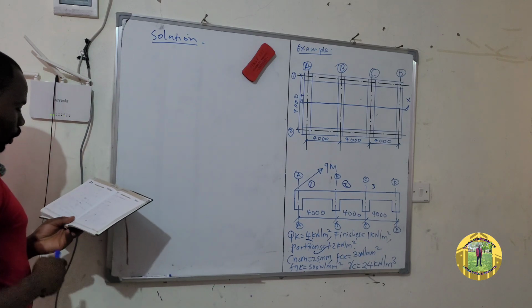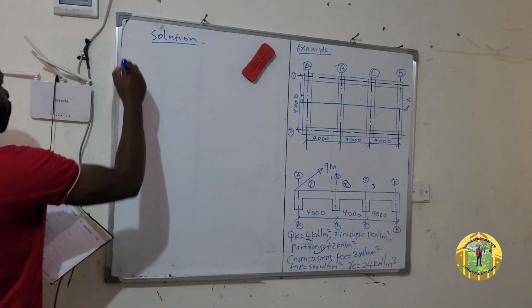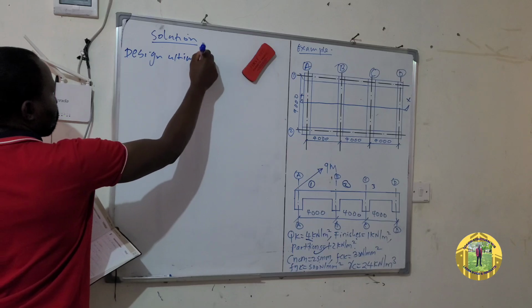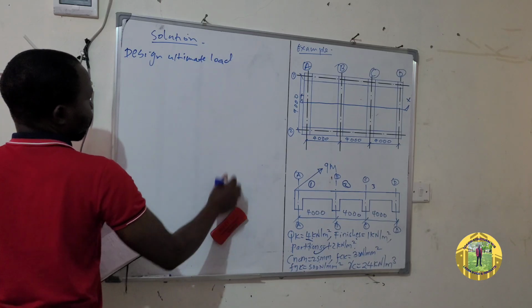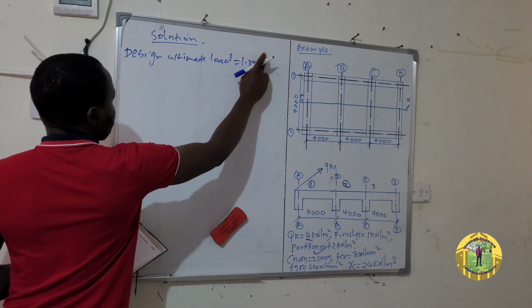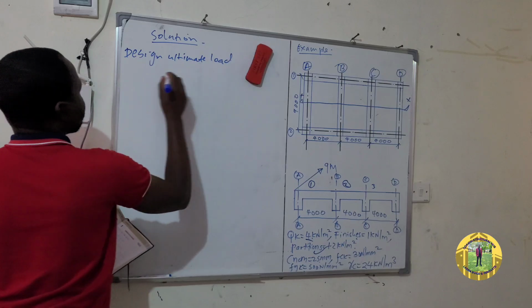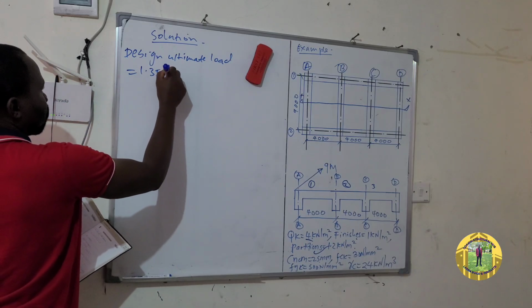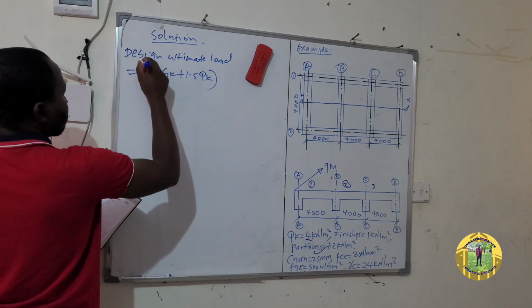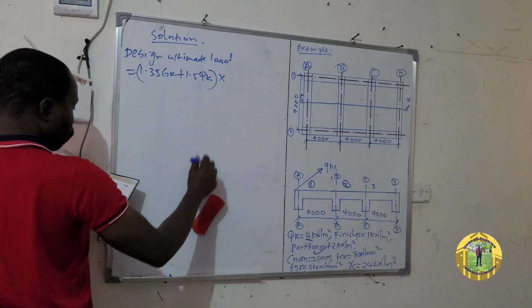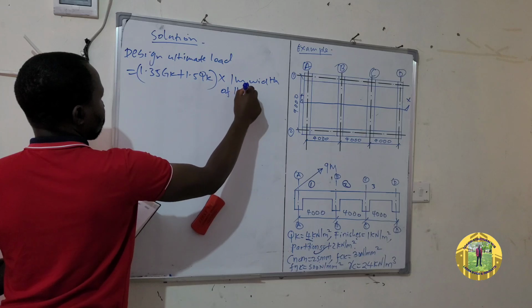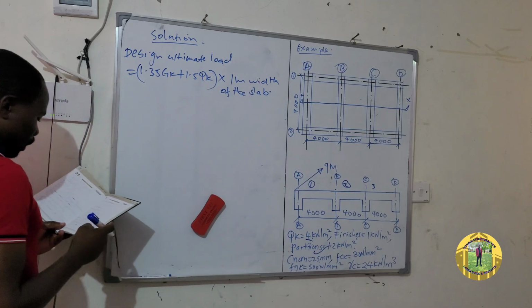So we proceed to design ultimate load, which is given by 1.35 GK plus 1.5 QK, and then times 1 meter width of the slab, like that.